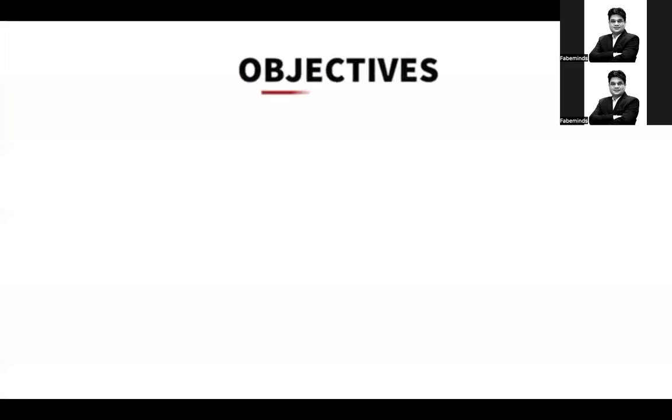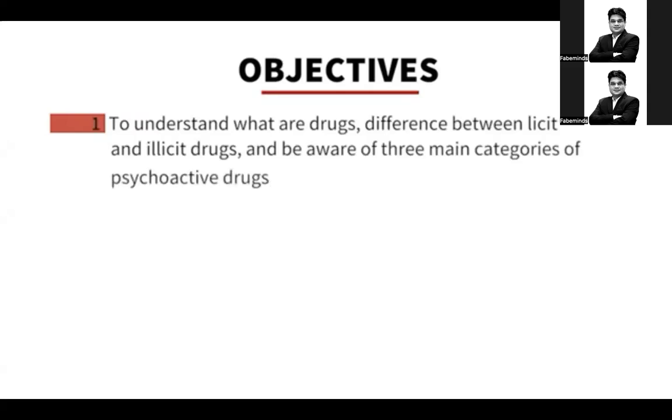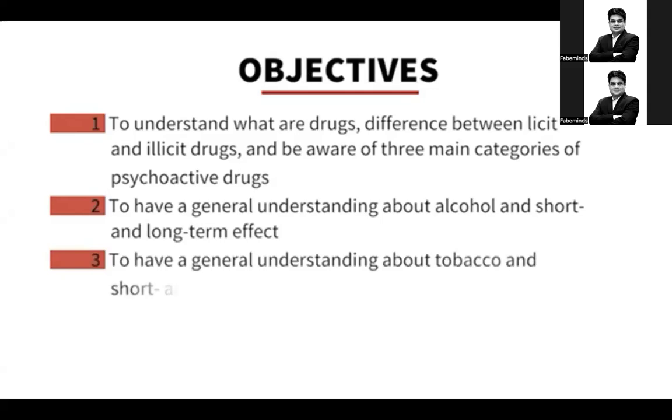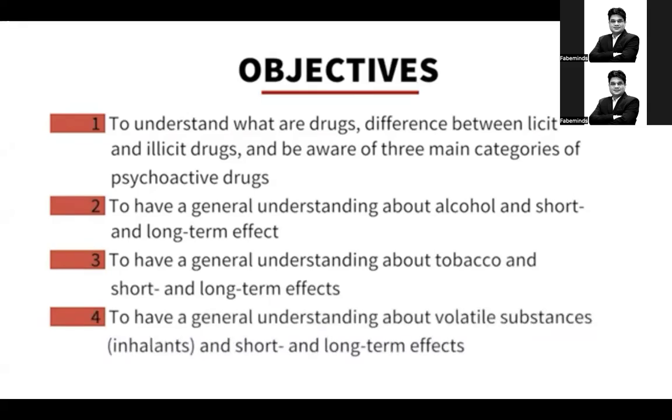Objectives. By the end of the session, students will be able to understand what drugs are, the difference between licit and illicit drugs, and be aware of three main categories of psychoactive drugs. To have a general understanding of alcohol and its short and long-term effects. To have a general understanding of tobacco and its short and long-term effects. To have a general understanding of volatile substances, inhalants and their short and long-term effects.